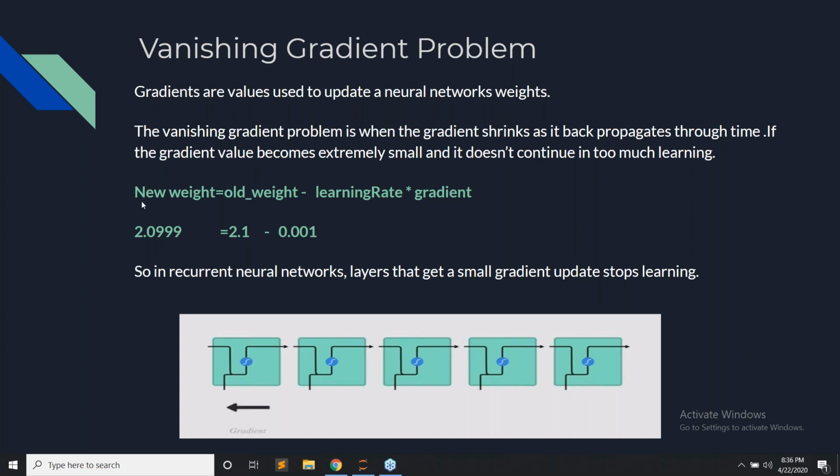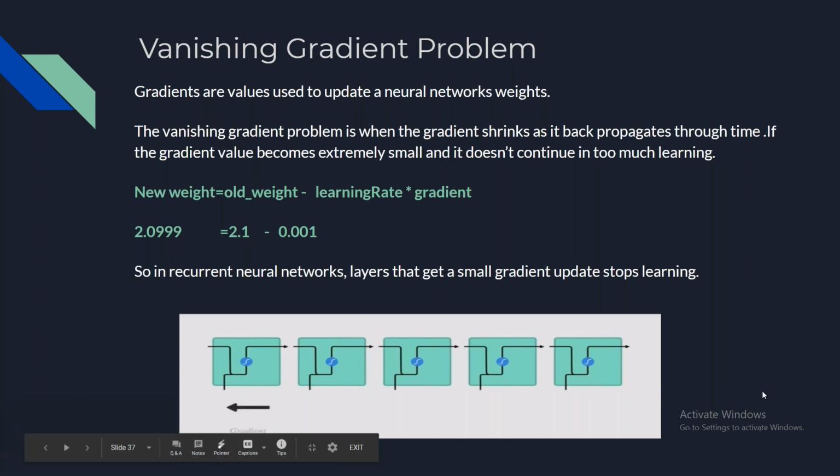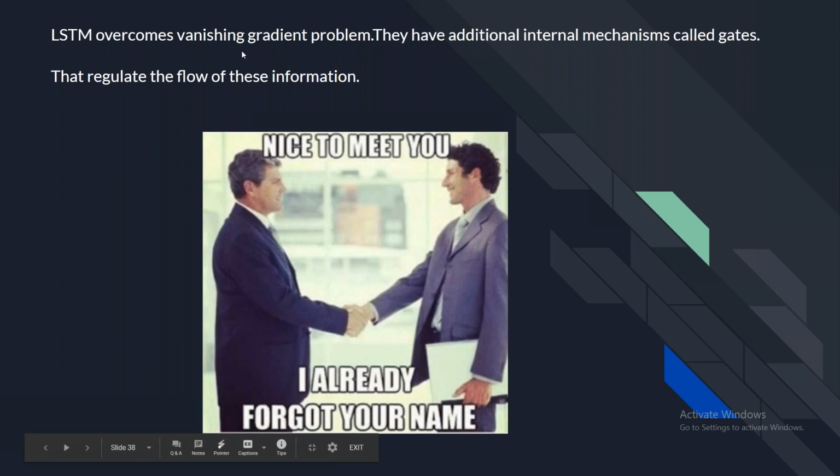Here you can see the equation: new weight equals old weight minus some learning rate times the gradient. We can consider this learning rate as some constant for now. As we go to the previous cells, the gradient becomes so small that it doesn't affect the new weight much. So in a recurrent neural network, layers that get a small update stop learning effectively. Coming up next, we can see LSTM overcomes the vanishing gradient problem. They have additional internal mechanisms called gates, which we'll see in the next slide, that regulate the flow of information.